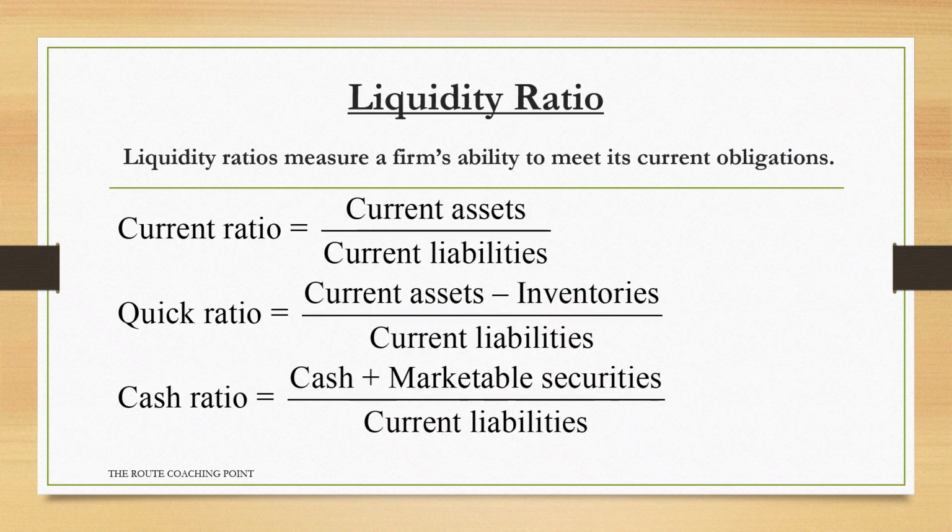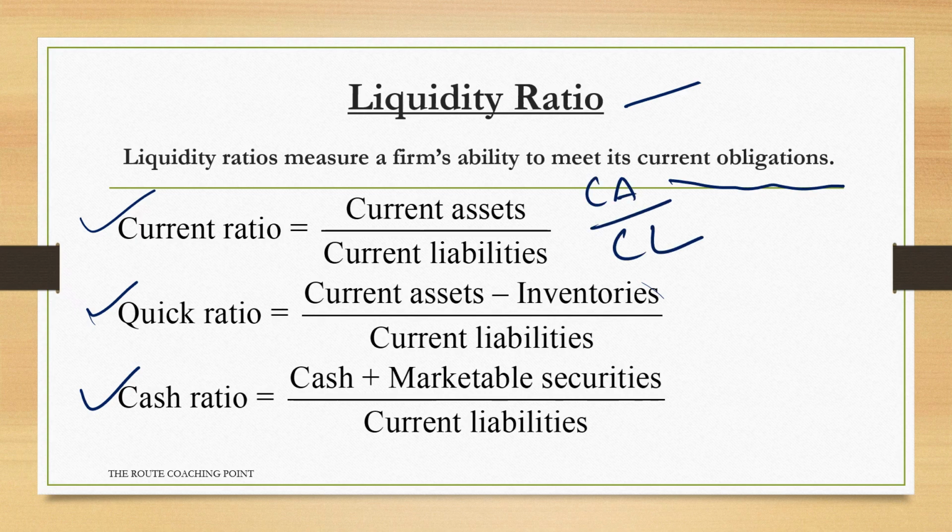So let's talk about liquidity ratio. Liquidity ratio measures a firm's ability to meet its current obligations. How liquid a company is can be determined from its liquidity ratio only. So what are the liquidity ratios we have? Current ratio, quick ratio, and cash ratio. Current ratio is current assets divided by current liabilities. Just now we read about current assets and current liabilities.